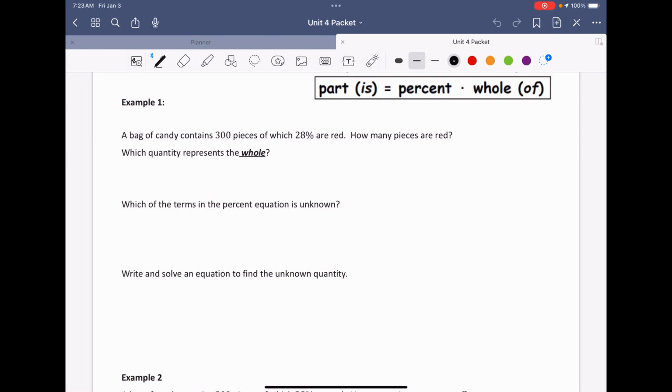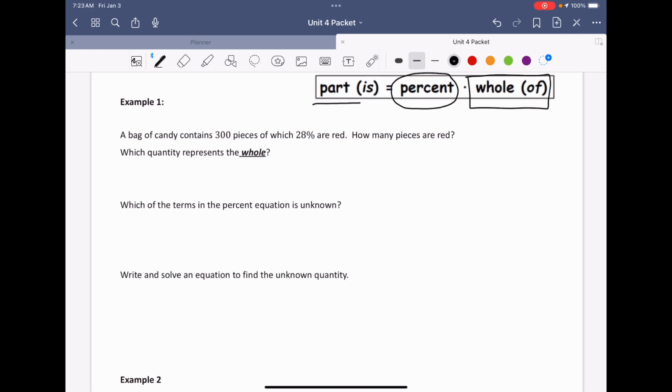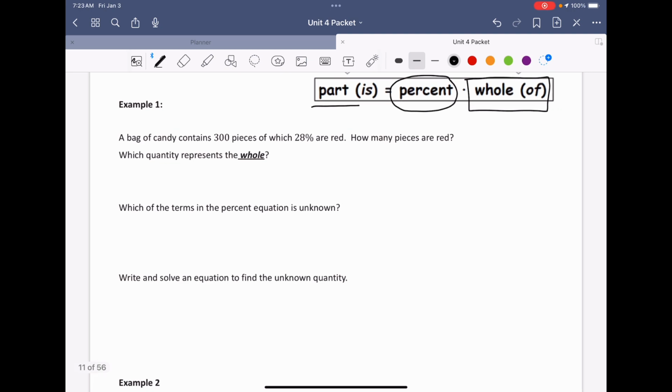Remember, we were underlining the part, circling the percent in the problem, and boxing in the whole. So let's read this problem. It says a bag of candy contains 300 pieces, of which 28% are red. How many pieces are red? So it's a total big bag of candy. In total, there are 300 pieces. So that's what we're boxing in for the whole.